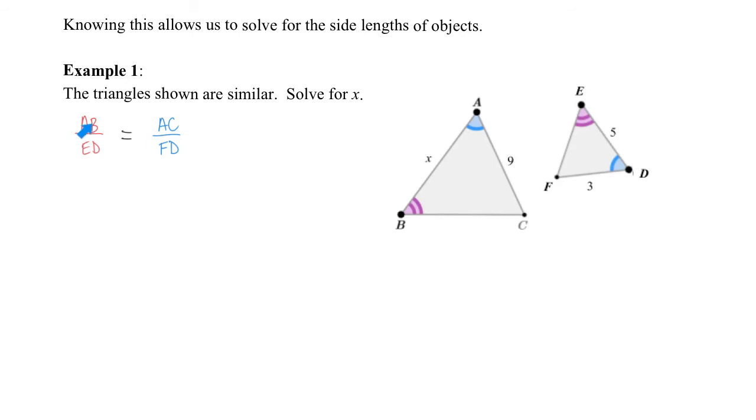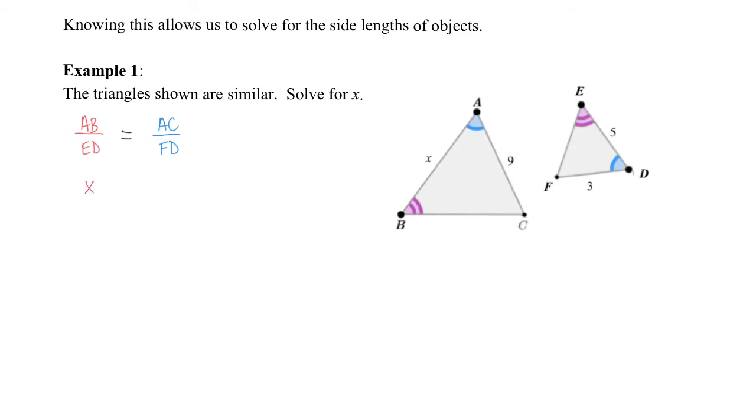What does matter is that you're consistent. So if you put the bigger triangle on top in this fraction, you have to put the bigger triangle on top in this fraction. Otherwise, you'll get an incorrect calculation. So we have a proper proportion set up. Let's go ahead and solve it.